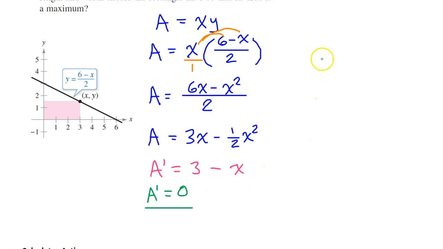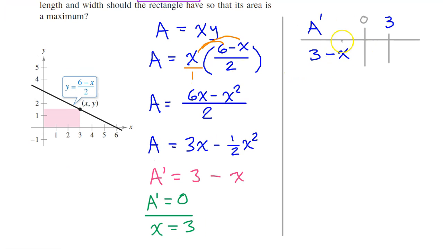To make the A prime sign chart that we're heading for, we need to find where A prime is equal to 0. Setting this equal to 0, we get x equals 3, our one critical value. Simplest A prime sign chart ever. Be sure to include 0 as the lower limit of this domain because the rectangle is bounded by the x and y axes, so x cannot be less than 0. It can't be equal to 0 either, or we wouldn't have a rectangle.